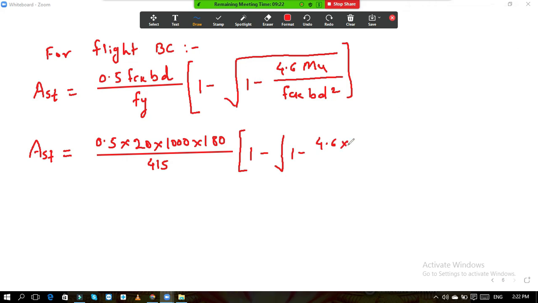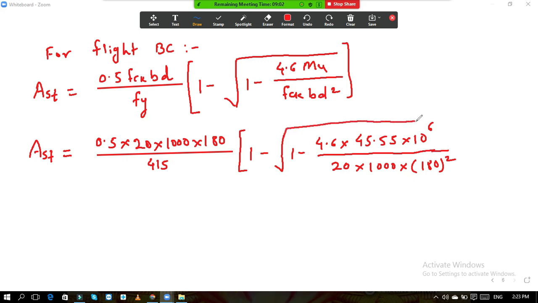What is the value of Mu? Mu is now 45.55 for BC into 10 to the power 6, whole divided by fck is 20 into b is 1000 into d square is 180 square. Now after solving this, you will get the value of AST. Therefore, area of steel for BC.